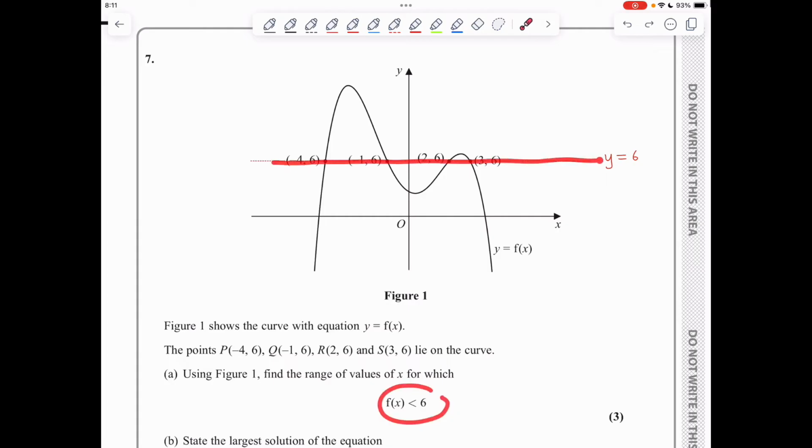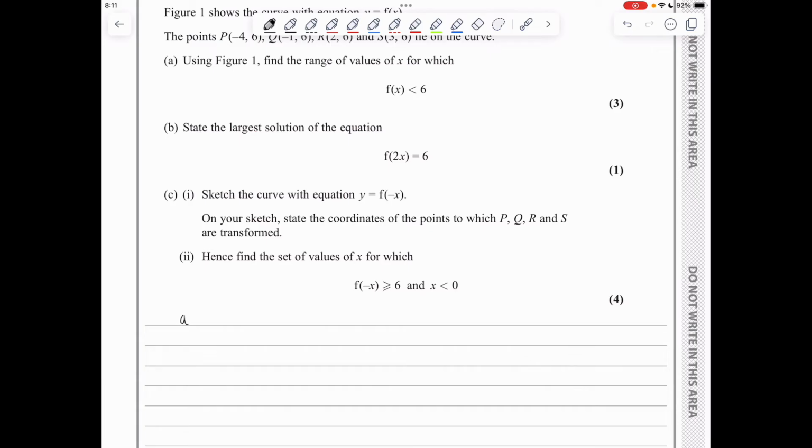We want to be below this straight line. So I can highlight the parts for which we are below this line, and we can easily see that it's anything before -4, anything between -1 and 2, and anything after 3. So our answer to part A could be that x is less than -4, or that x is between -1 and 2, or that x is greater than 3. We are looking at strict inequalities because we are solving a strict inequality here.